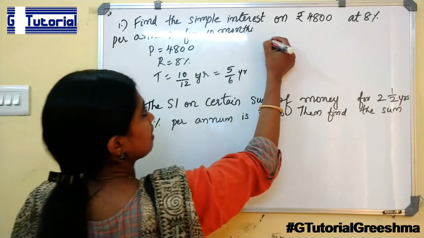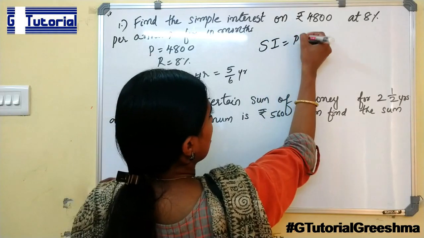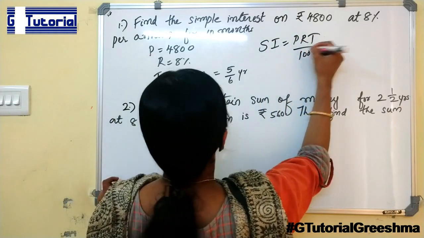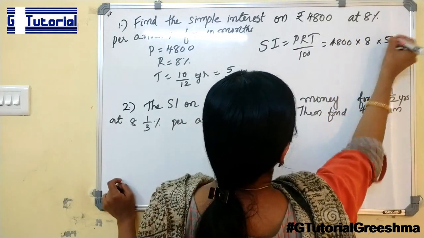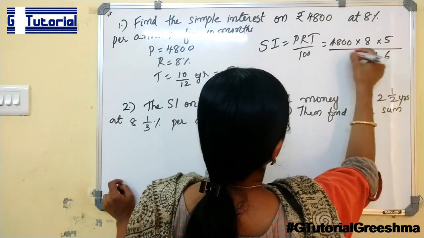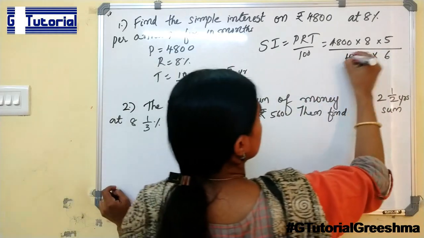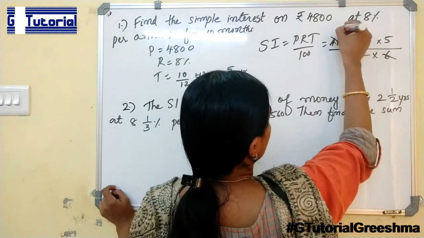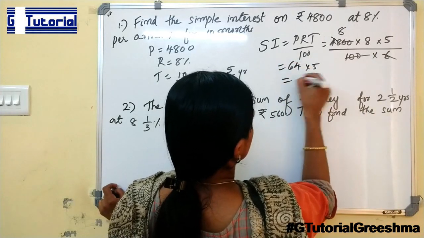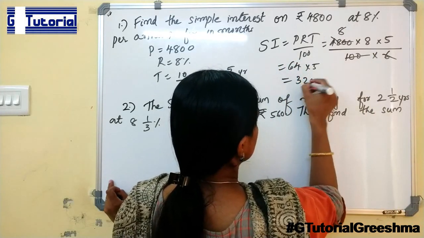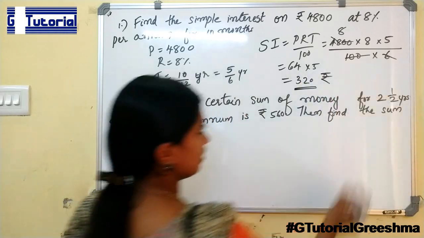Now we can calculate the simple interest. It is equal to P into R into T by 100. That is 4,800 into 8 into 5 by 6 by 100. This and this: 6 8s are 48, 8 8s are 64, into 5. 320 is the value of simple interest.